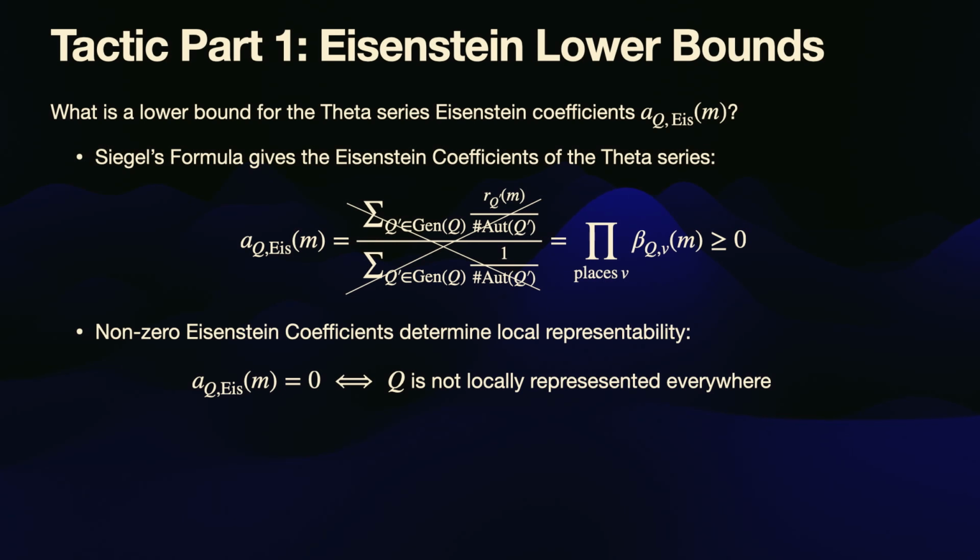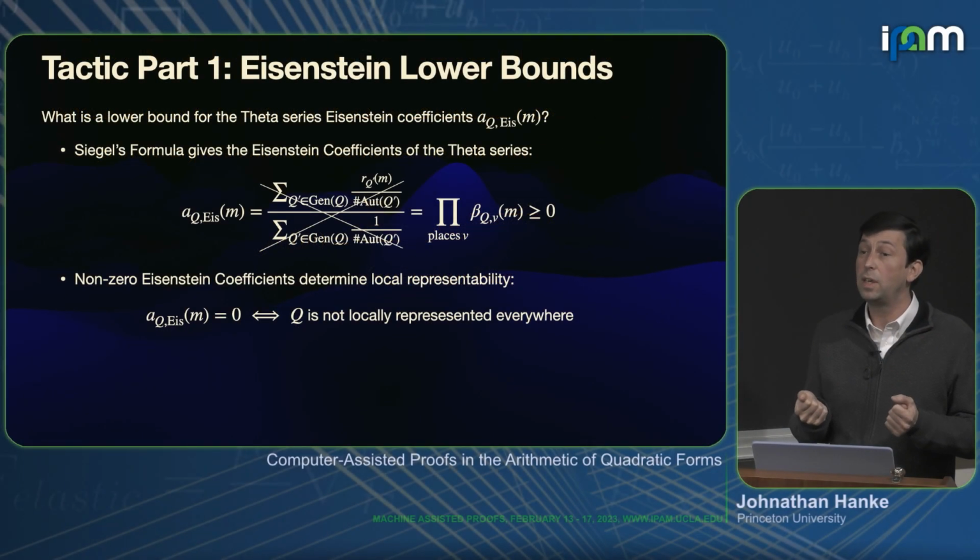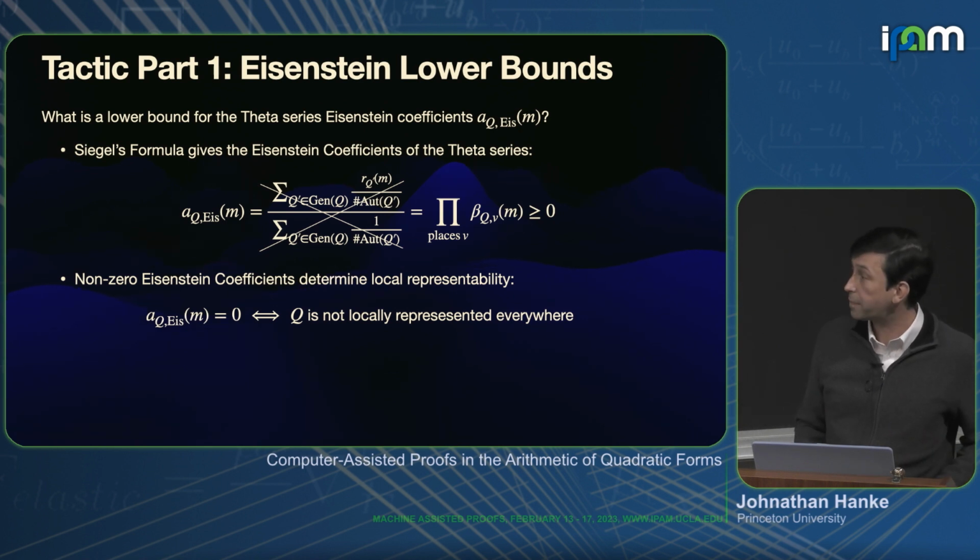Okay? And you can see this coefficient is 0 exactly when Q is not locally represented, at some place, right? Because it's going to be a product with a 0 in it somewhere, so you're going to get a 0. So for the Eisenstein coefficient, you can look at it and visibly see local conditions for representability. Right? That's pretty cool.